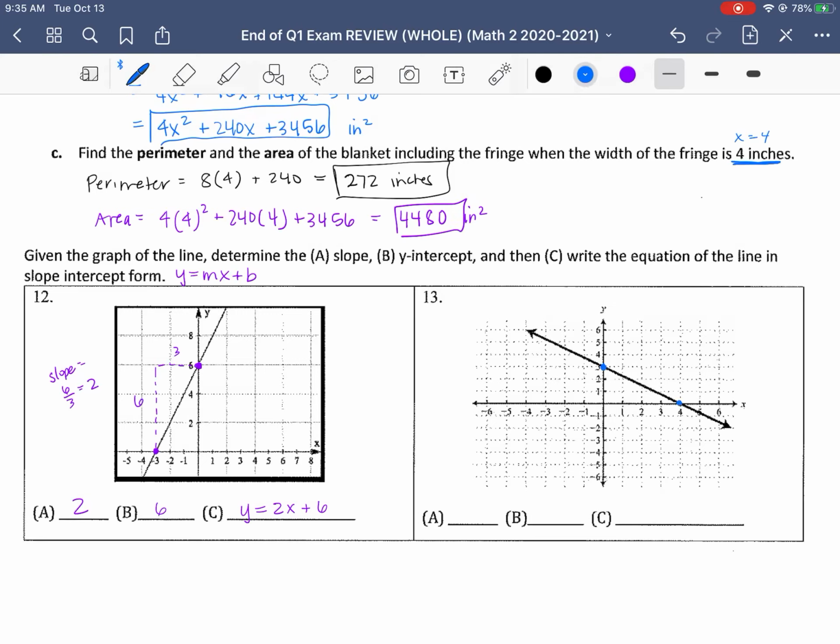13, same idea. Find 2 spots where you can tell that it's crossing. And then we move from left to right. So we're going to go down 3, and we're going to go right 4. That looks like our slope is going to be rise over run. And it's crossing there at a positive 3 on this y-axis. So our y-intercept is 3, and then we put it together. Slope, negative 3/4 x plus 3.